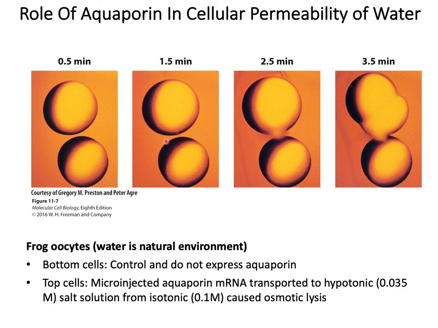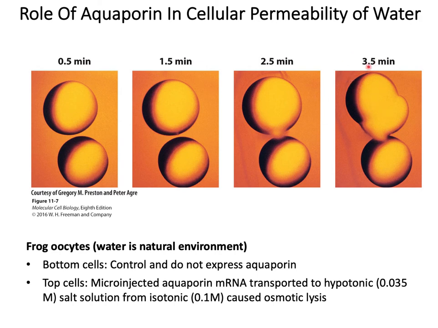The cells were moved from an isotonic solution, which is about 0.1 molar salt, to a hypotonic solution, a very dilute salt solution, much more dilute than the physiological concentration, about 0.035 molar salt concentration. Within a few minutes, you can see that the aquaporin transports water inside the cells, and the oocytes start swelling, and within a few minutes the cell bursts. This is known as osmotic lysis. So this gives you a classic example of the role of aquaporin transporters in transporting water from outside to inside.